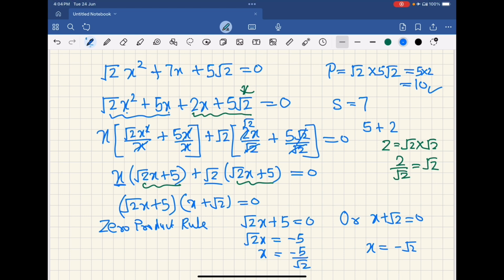Okay, mostly we do not keep a root in the denominator of a fraction, so we can rationalize this, that is multiplying numerator and denominator by root 2. So what will happen? It will become minus 5 root 2 by 2. So one of the roots is this and the other root is minus root 2.